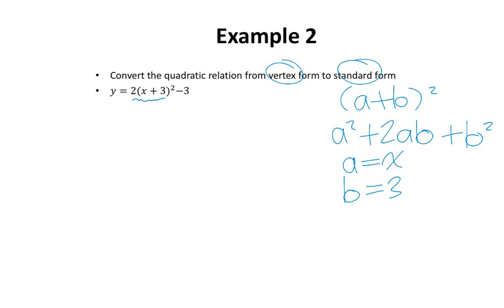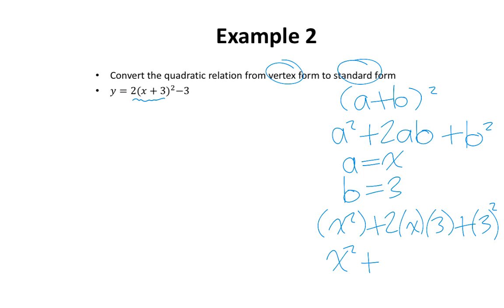So all you need to do now is substitute in your values of a and b into your shortcut, which will give me x squared plus 2 times x multiplied by 3, and then plus 3 squared. All you need to do now is simplify this, so that is just x squared. That becomes 6x, and that becomes positive 9. Now that I've done all my rough work, I'm going to rewrite the question.